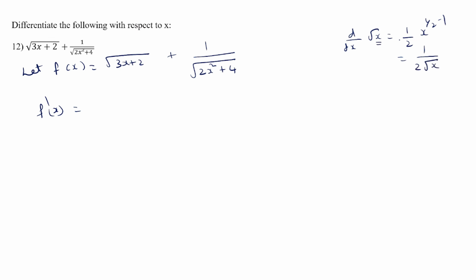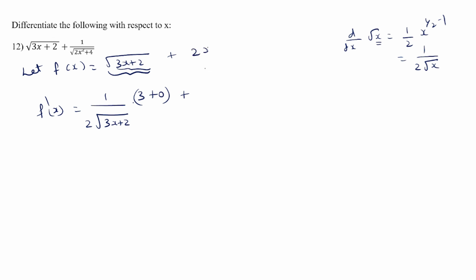Now in place of x we have the function 3x plus 2. So if we want to differentiate this, we have 1 by 2 into root of 3x plus 2 into the derivative of 3x plus 2. The derivative of 3x plus 2 is 3 plus 0. Then plus this, let us write it as 2x square plus 4 the whole raised to minus half.